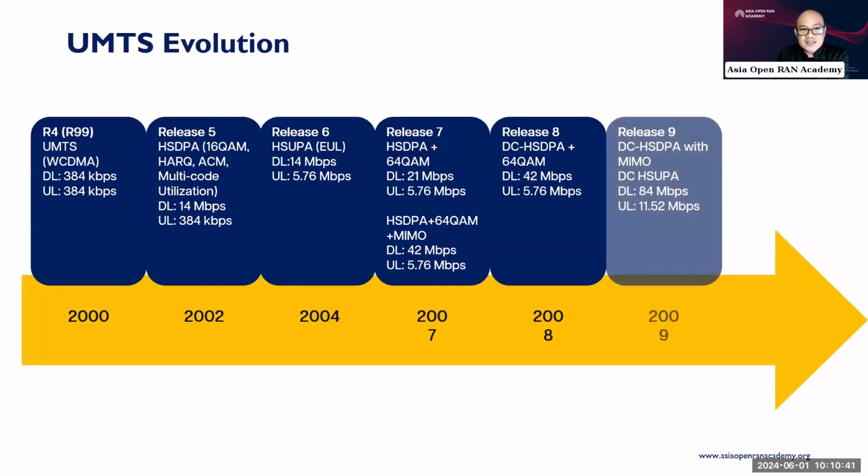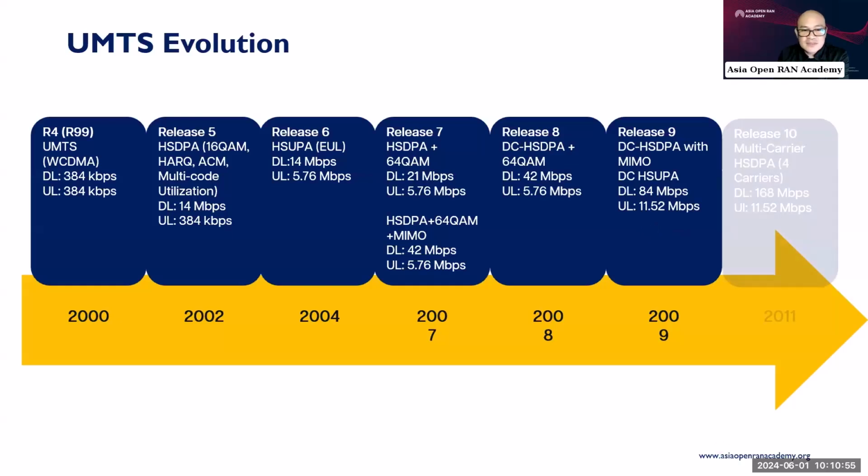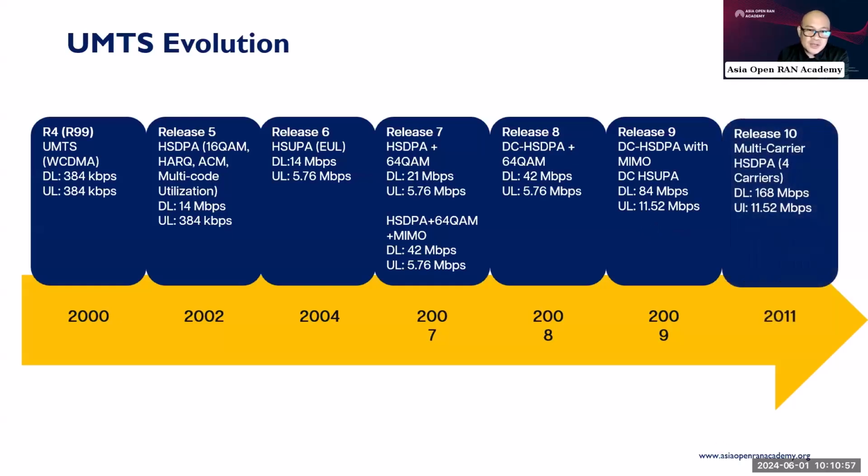Now release 9, dual carrier HSDPA with MIMO. So 42 times 2x2 MIMO becomes 84, and the uplink becomes times 2 rin, so 11.52 mbps. Release 10, meron tayong multiple carrier up to 4 carriers. So 4 na carriers ang tinatransmit mo. That's why it becomes 168 mbps and the uplink is 11.52 mbps.